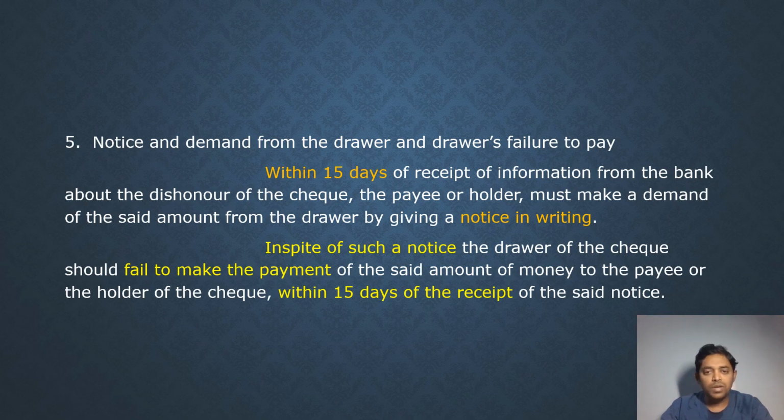Notice and demand from the drawer and drawer's failure to pay. Within 15 days of the receipt of the information from the bank about the dishonor of check, the payee or the holder must make a demand of the said amount from the drawer by giving a notice in writing. In spite of such notice, the drawer of the check should fail to make the payment of the said amount of money to the payee or the holder of the check within 15 days of the receipt of the said notice.